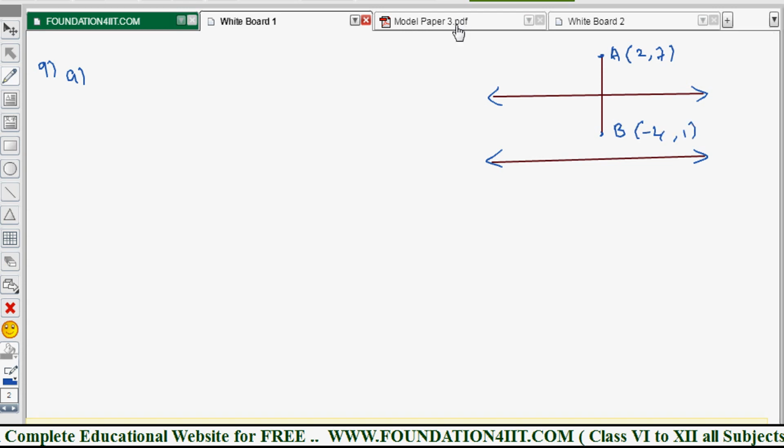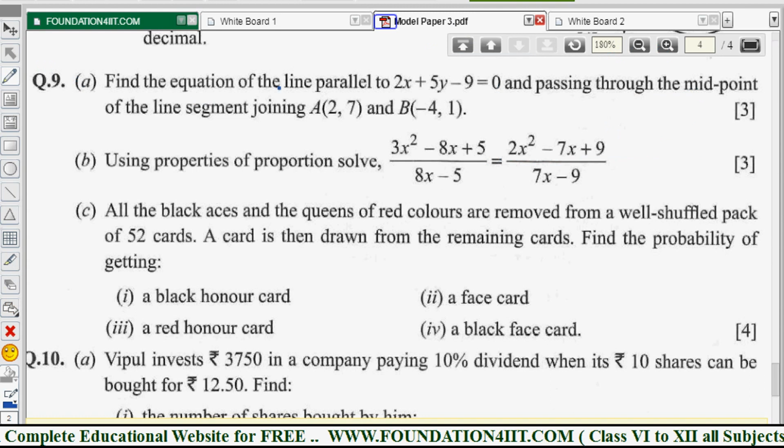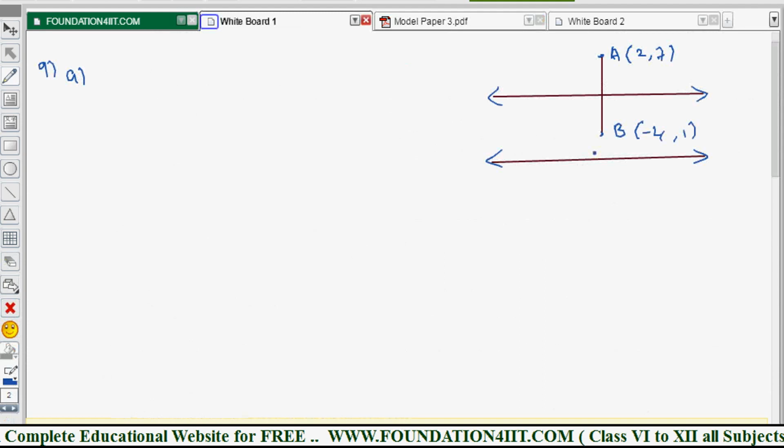We need to find the equation of the line parallel to 2x + 5y - 9 = 0. If the line is L, this is M. So let M's equation be 2x + 5y - 9 = 0. Then we need to find the line which is parallel to this and passing through the midpoint of AB. So let us find the midpoint of AB first.